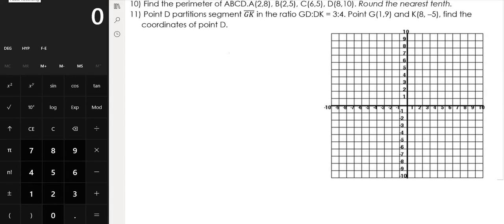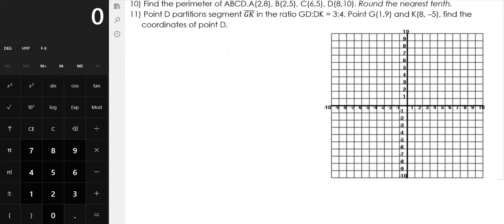Let's read the question the full way through, and then we'll talk. Point D partitions segment GK in the ratio GD to DK equals 3 to 4. Point G is at (1, 9), and K is at (8, -5). Find the coordinates of point D.